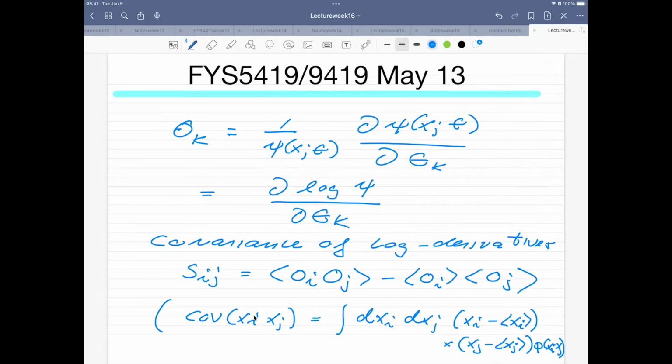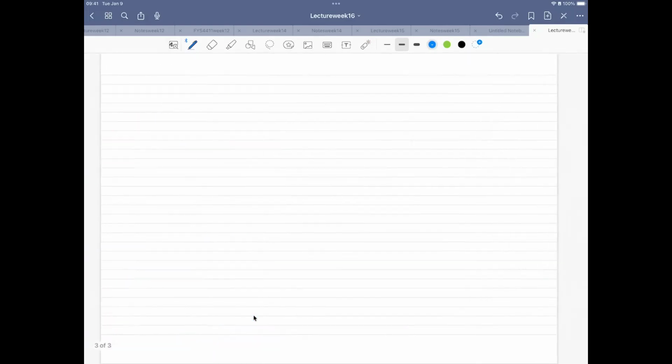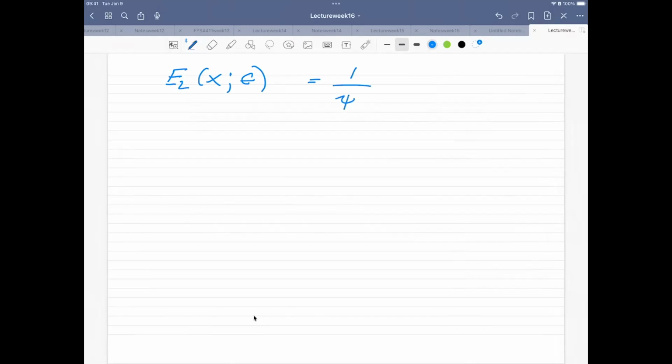So this is just a quick reminder of one of these concepts from statistics. And what we did last time was also in the optimization part. What we had then was a quantity which we defined as the local energy, which depends also on this parameter theta. And this is defined as 1 over psi of x of theta.